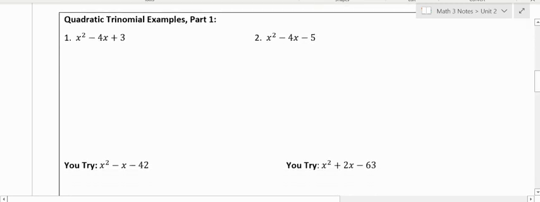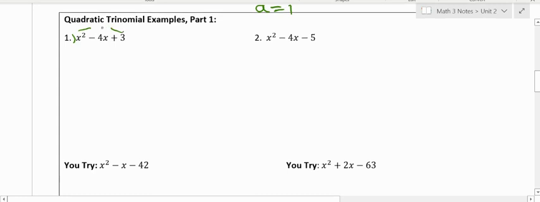The first thing we're going to look at is what happens when our a value is equal to 1. We're going to approach them all in a very similar way. When a is equal to 1, we don't have to do as much. It's more when it's greater than 1 that we have to do some grouping. So if I have x squared minus 4x plus 3, that's really the same as saying there's a little 1 in front almost.